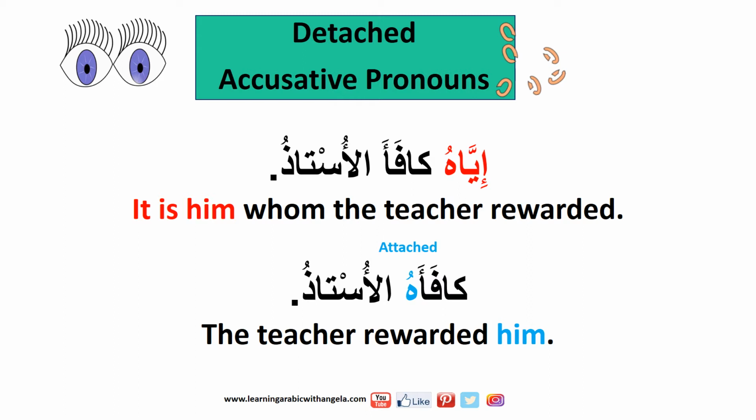And over here, we've got the same sentence, but we're going to use him instead. So instead of me, him. إياه كافأ الأستاذ. It is him whom the teacher rewarded. And we could also say كافأه الأستاذ. Simply, the teacher rewarded him. So in the first sentence, the pronoun is detached and it's in the accusative case because it received the action. And in the second sentence, it is attached and it is also in the accusative case because it is the object of the verb, while the teacher is the subject in both sentences.